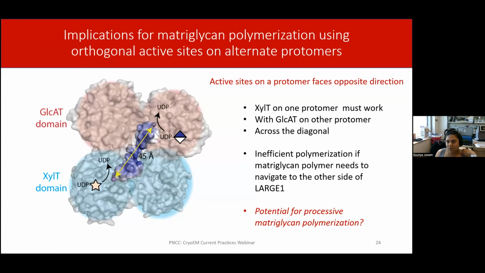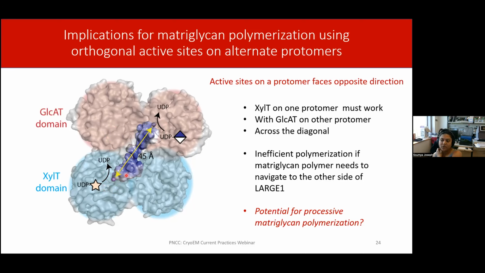So the major conclusion from this is that the active sites on alternate protomers face opposite directions. That means the xylose transferase active site on one protomer faces the same direction as the glucuronic acid transferase site on the other protomer. And the GTA folds are really well known. There's nothing novel about them. The novel part is when they occur in tandem and their orientation with respect to each other.